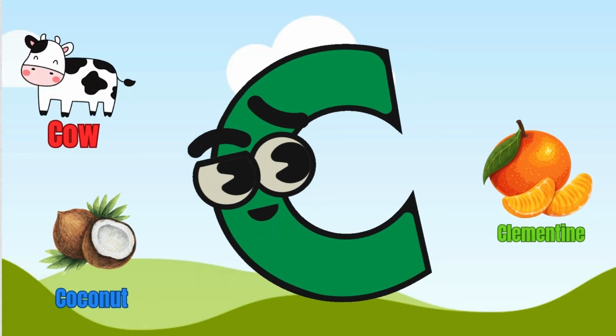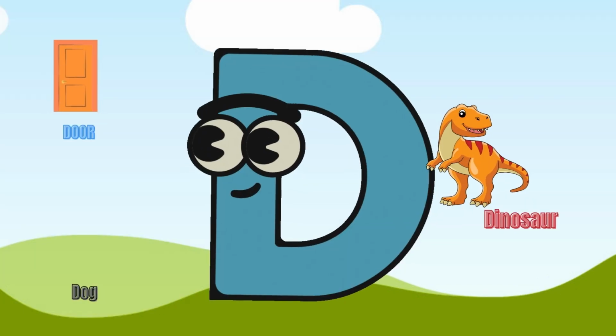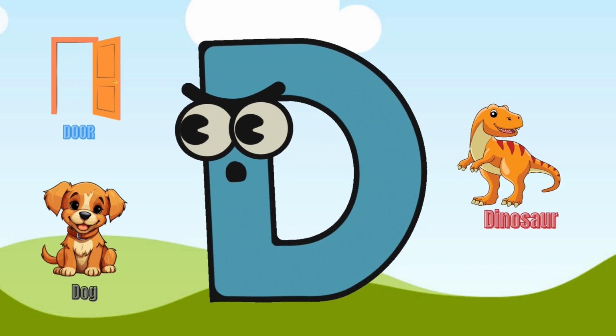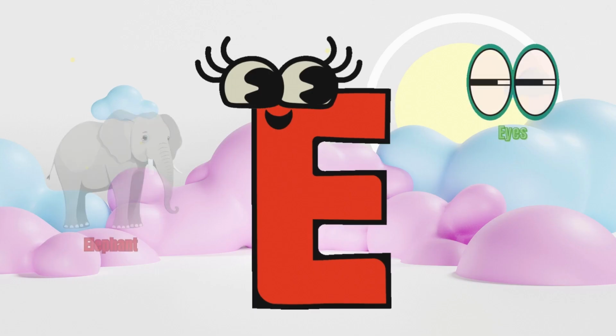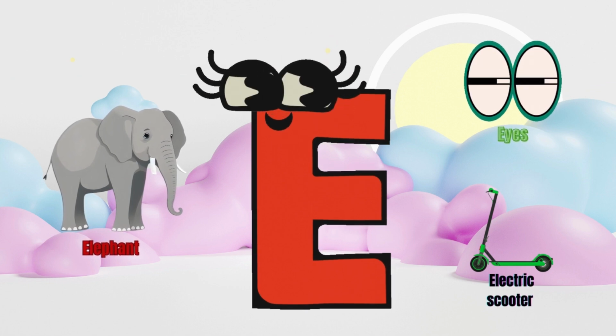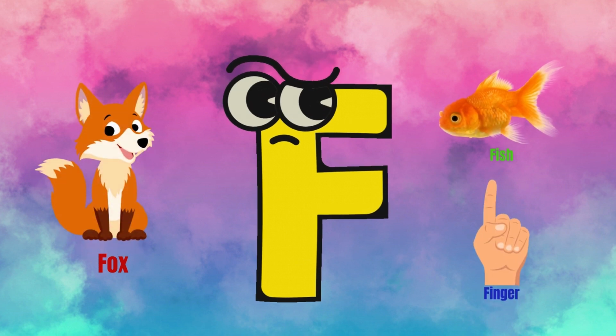C is for cow. C is for coconut. C is for clementine. D is for door. D is for dinosaur. D is for dog. E is for elephant. E is for electric scooter. E is for eyes. F is for fox.